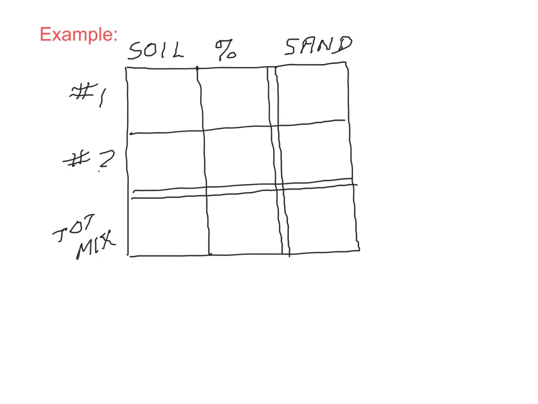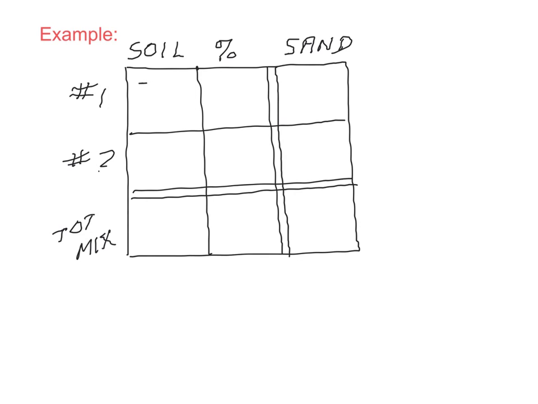Alright, so let's start off with the table, just like I had before. The first row is going to be the first mixture of soil. The second is going to be the second mixture of soil, and then on the bottom, the third row is going to be the total when we've mixed the two together. First column will be the total amount of soil that we're talking about for each of these. The second will be the percent that will be sand, and then the third is going to be the amount of sand. Okay, so let's start with the first one.